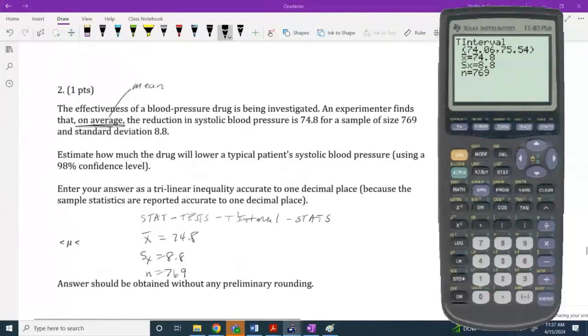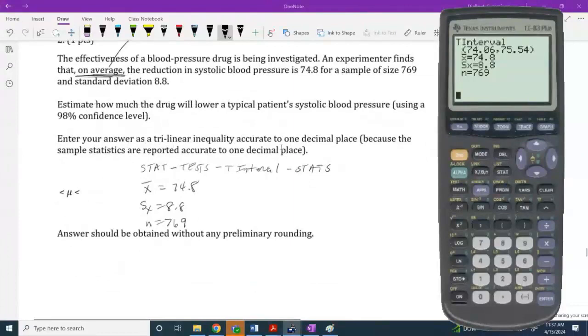So does it tell us how to round? It doesn't really say which, accurate to 1 decimal place. So we have our confidence level. It's going to be 74.1 to 75.5. So 74.1, the mean, is in between a 98% confidence interval of 74.1 to 75.5. All right, so here we use a T interval.